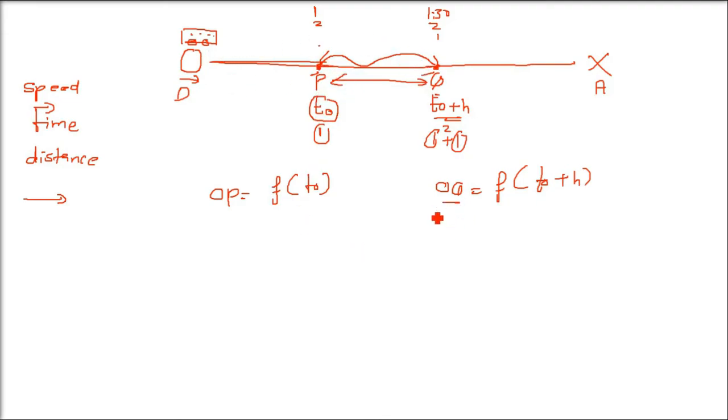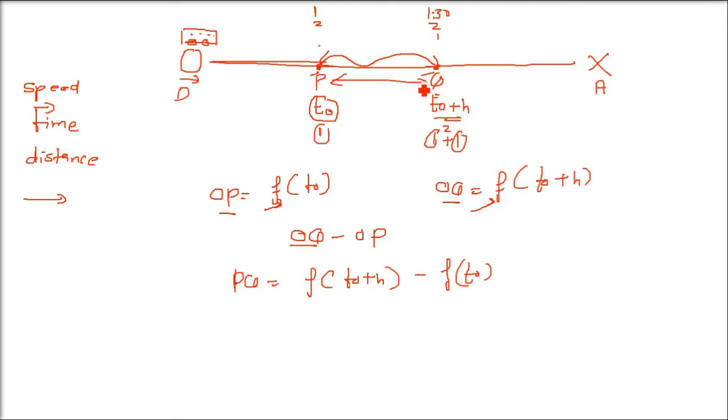Now, so you have OP and OQ. Now I ask you, what is the PQ distance? You can easily tell OQ minus OP. As I already told you, it is the H distance. You know that it is going to be H. So what is the distance? f(t0 plus H) minus f(t0). So PQ is the distance, right?